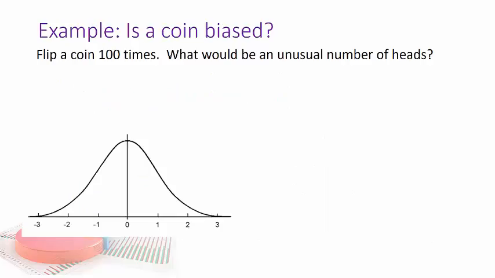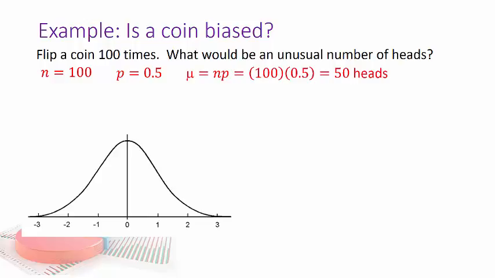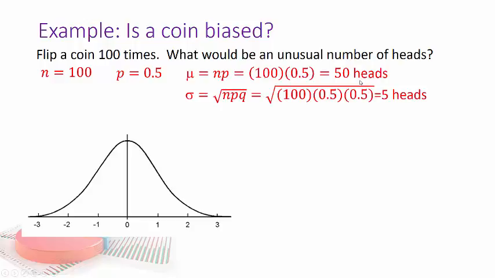So here's an example. We're going to flip a coin 100 times. What would be an unusual number of heads? So I've got 100 flips. Probability of heads or tails, if it's a fair coin, should be 0.5. And then my mean would be 100 times 0.5, which is 50 heads. My standard deviation would be the square root of npq, so it'd be 5 heads. Okay, so 50 is my mean, and I want to know an unusual number of heads. So I'm going to say if you're more than 2 standard deviations away, that's pretty unusual.